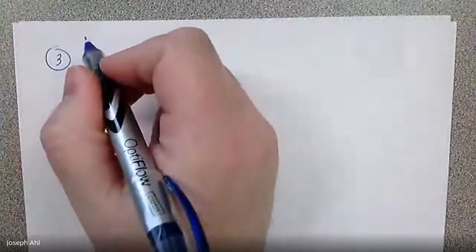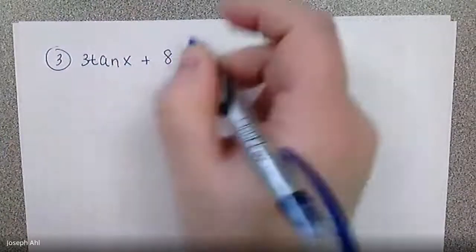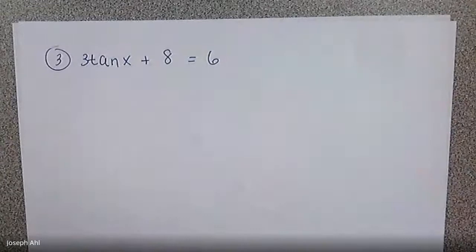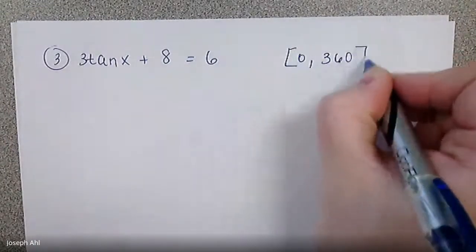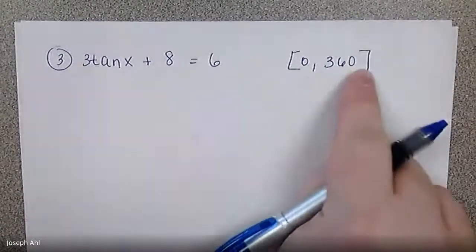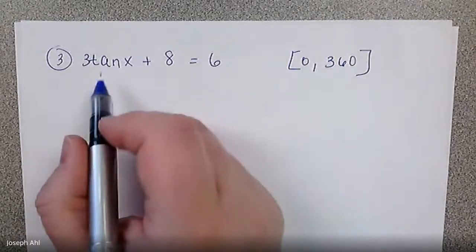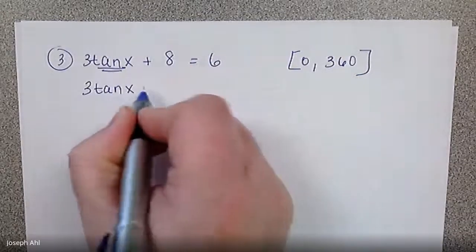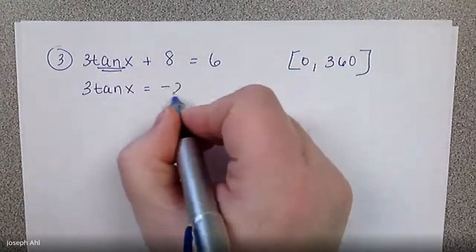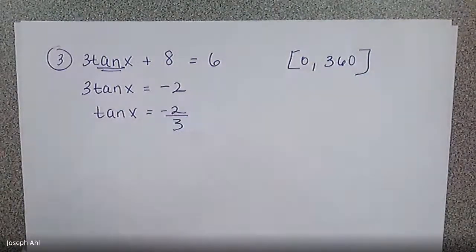All right, so for number 3, let's solve the equation 3 tan x plus 8 is equal to 6. Okay, and we'll do this over 0 to 360 as well. Sometimes I'll just write it like this. Okay, so the domain that we're solving over is including 0 and including 360. All right, so let's see. Just like the others, let's isolate tan first. So 3 tan x is equal to 6 minus 8, which is -2. And therefore, tan x equals -2/3.